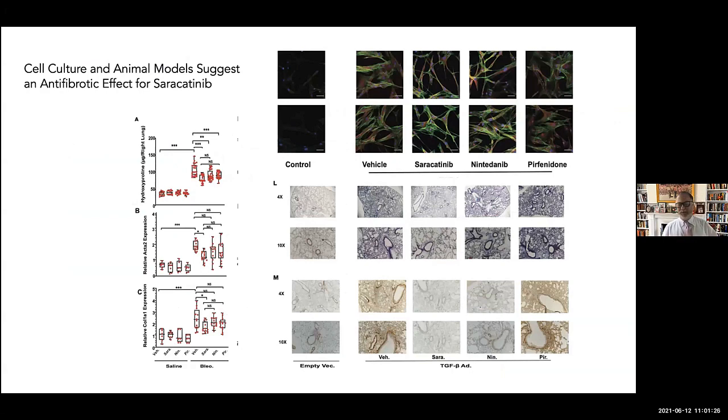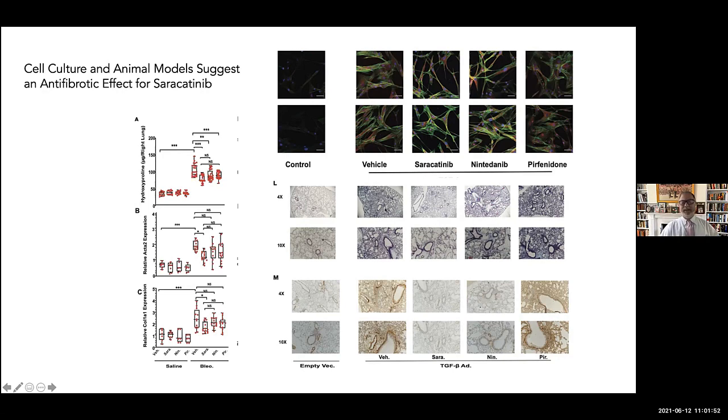We formed a collaboration. We approached the NIH for funding, and we got funding, and basically very quickly did cell culture and animal models showing that saracatinib reduces fibrosis. This is just an example. If you take cells and give them TGF-beta, they become fibroblasts. They become thickened with stress fibers, which we call myofibroblasts. But if you treat them with saracatinib, they don't do it.